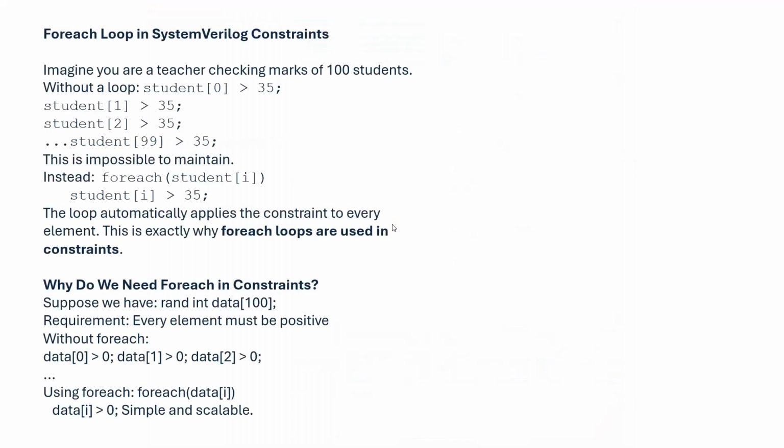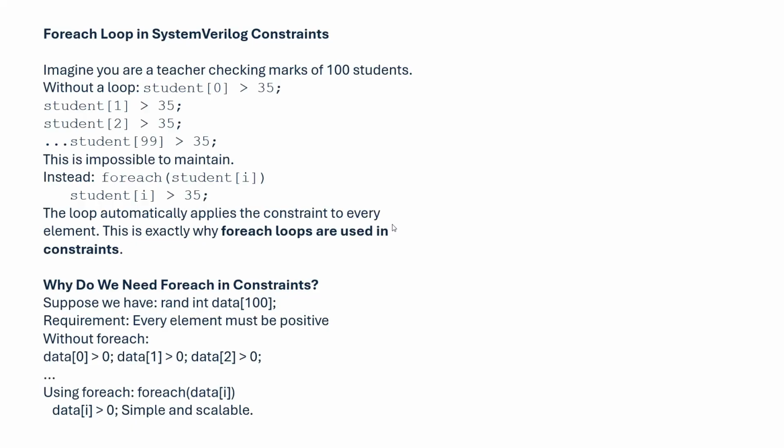Understood, right? Imagine you are a teacher checking 100 students. Without a loop, I check student of 0 greater than 35, so each and every person I need to check. Otherwise, I will take the foreach loop: for each student of i, student of i greater than or equal to 35. Then each and every value is considered. Based on the array size you consider, that many values will be repeated.